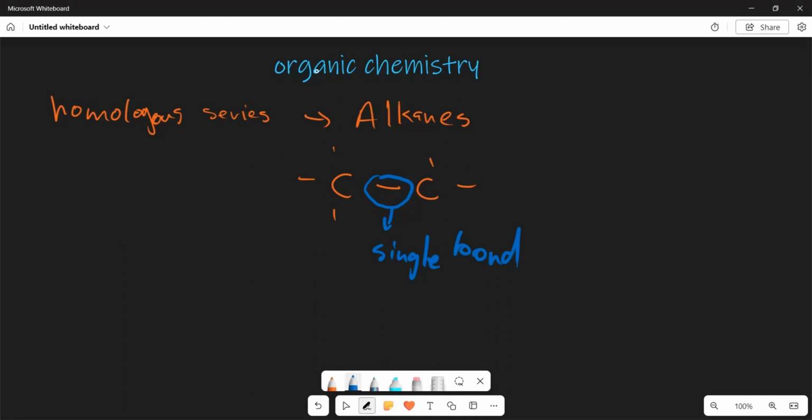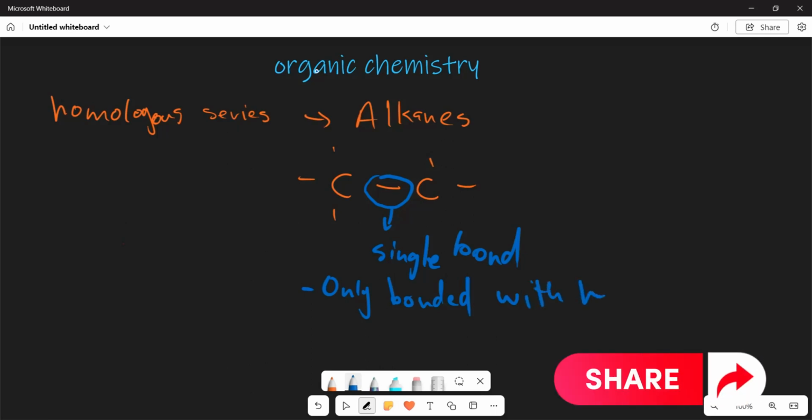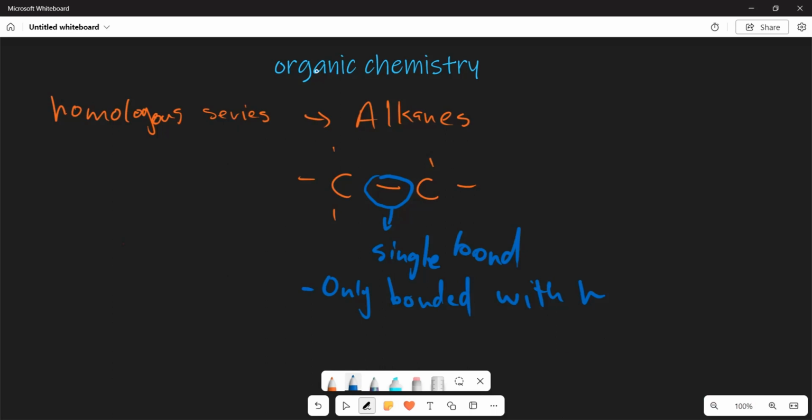So this consists of single bonds, and they are only bonded with an H. Look at me saying wrong things. They are only bonded with a hydrogen atom. Which means you are going to find hydrogen atoms everywhere around these carbons. For example, you are going to find your H here, your H here, your H here, your H here, and your H and your H. So that is going to be our family of alkanes.